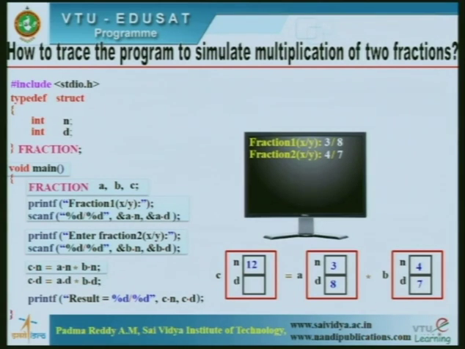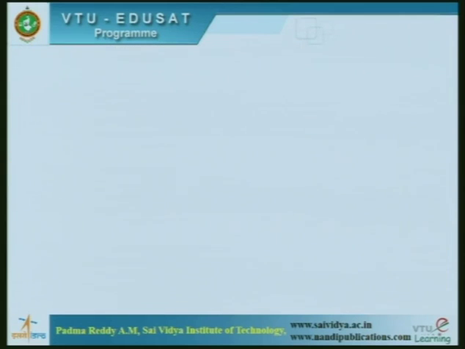What is the next statement to be executed? C dot d equal to A dot d into B dot d. Now if you multiply these two, we have to multiply 8 and 7. 8 into 7, how much? 56. 56 will be copied into which field? C dot d. Now when we execute this statement, we get the result onto the screen. Result equal to how much? 12 divided by 56. Now we know how to trace the program to multiply two fractions, and how to simulate multiplication of two fractions.